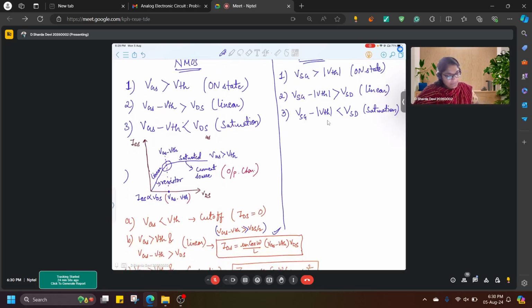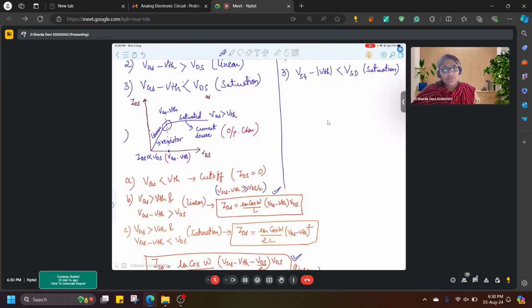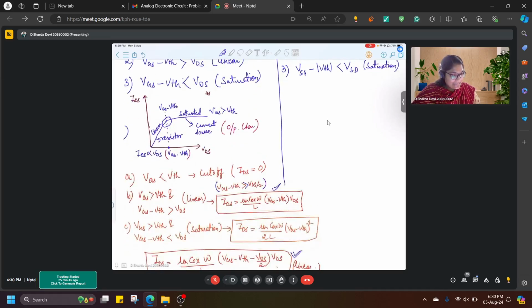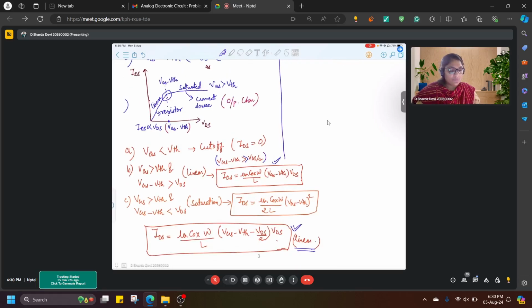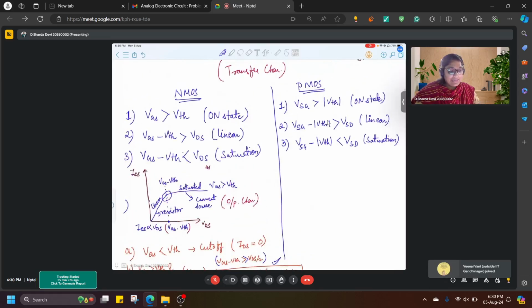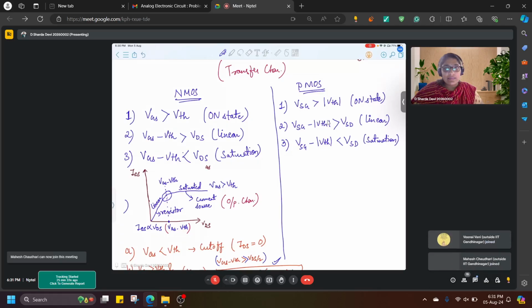This is the condition for saturation. Now the same equations will be applicable for PMOS also. It's just that in case of VGS minus VTH, it will be VSG minus mod VTH. That is the only difference. Like in case of DS, it will be SD. In case of GS, it will be SG. And VDS is negative, so we will be using mod to keep the formulas intact. Is this clear? Any doubts in the formulas or anything? Okay, I hope this is clear.